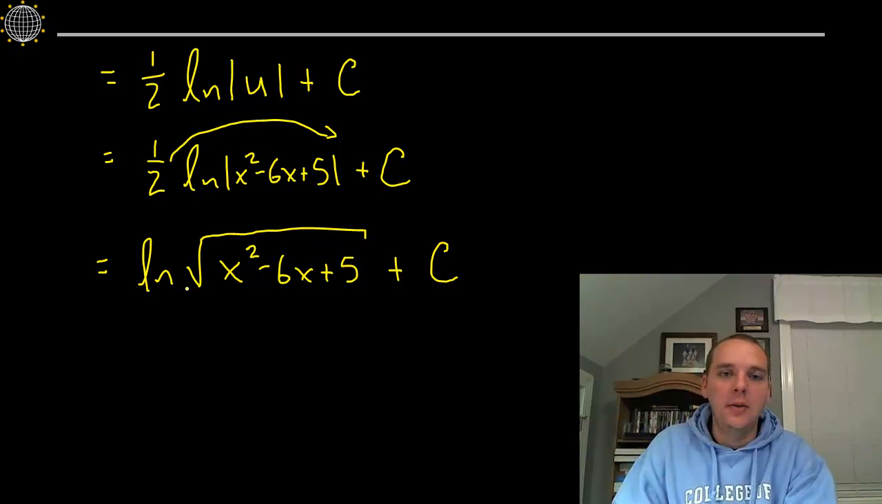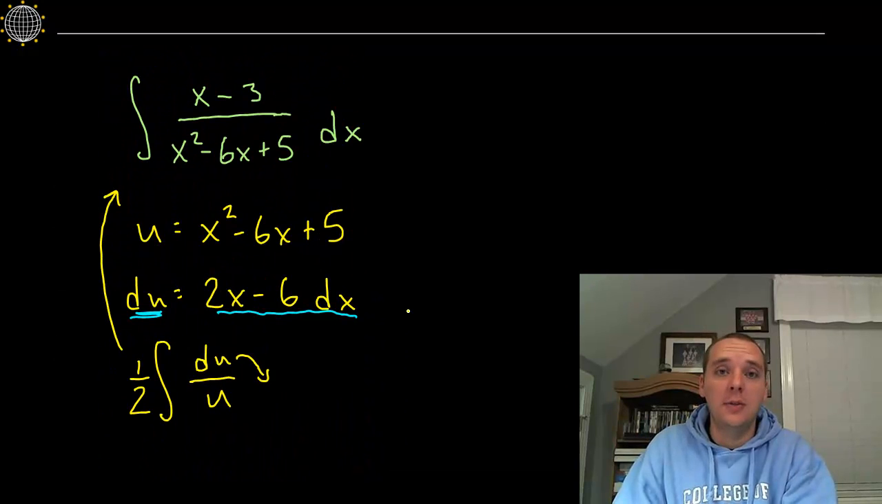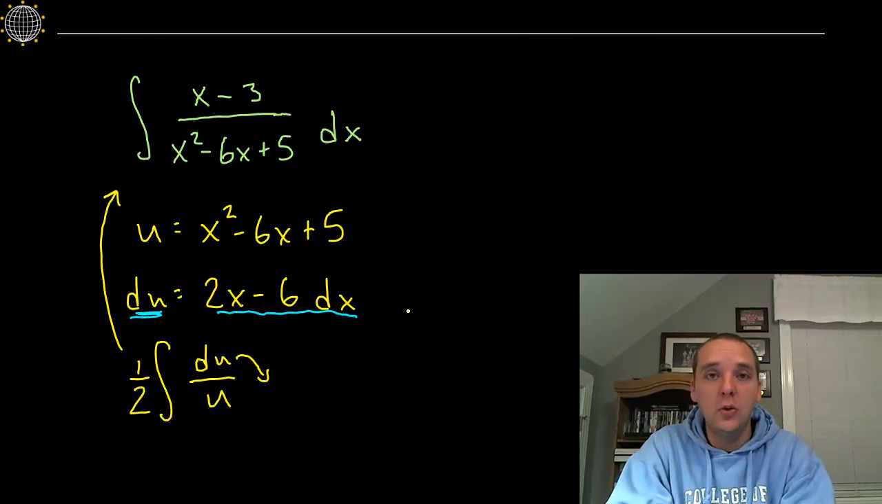So anyways, this is how we do a general log rule problem. Most of these have u substitution in them, so just be on the lookout for creating a u out of the denominator and then fashioning whatever else is in the numerator into your du.